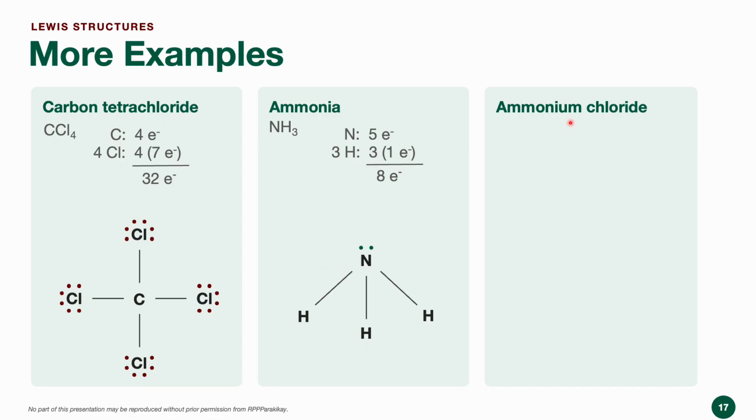And next is ammonium chloride. The ammonium ion itself, NH4+, is built from covalent N-H bonds. But the overall compound is ionic because that ammonium cation is paired with a separate chloride anion. So for ammonium, 5 electrons for nitrogen and then NH4, so you have 4 times 1 for hydrogen. And note here, you have a charge of +1, so we will deduct 1 electron for the ammonium cation.